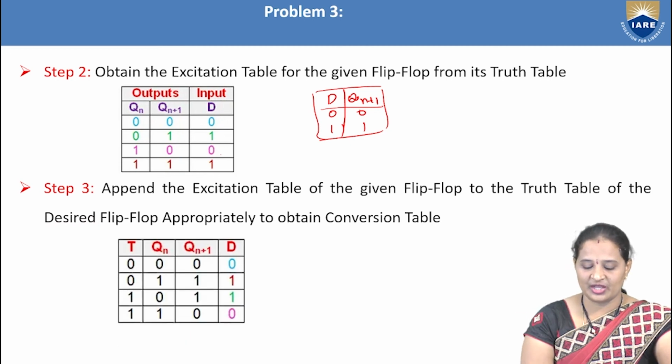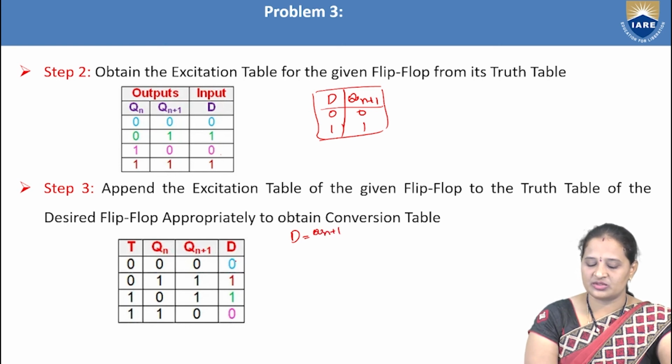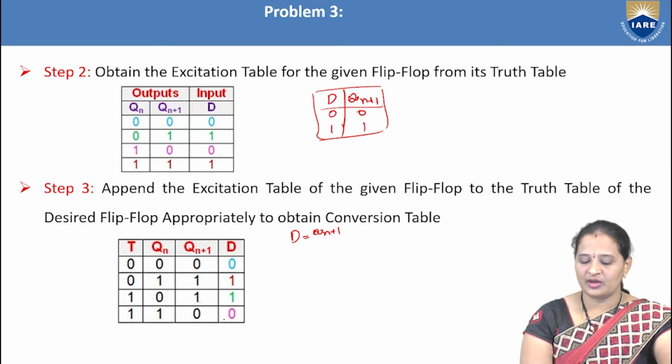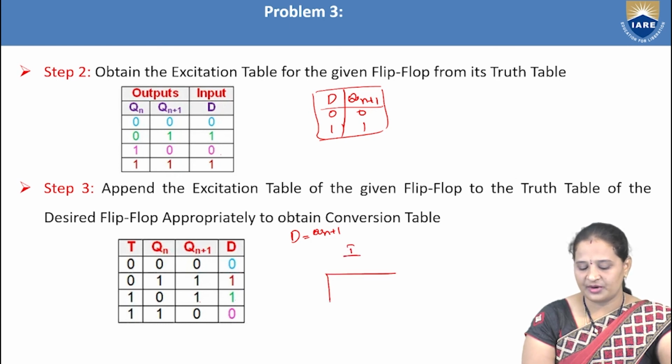Now the conversion table. So T, QN, QN plus 1. And we are appending D. You have to remember, D is equal to QN plus 1. So QN plus 1 is 0, that is why D is 0. 1, 1, 1, 1, 0, 0. Now what do we need to get? We need the equation for D in terms of T and QN. So how many variable K-map is required here? A 2 variable K-map. So this is T and QN, 0, 1, 0, 1.